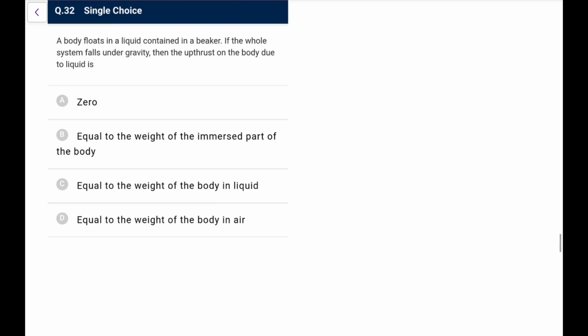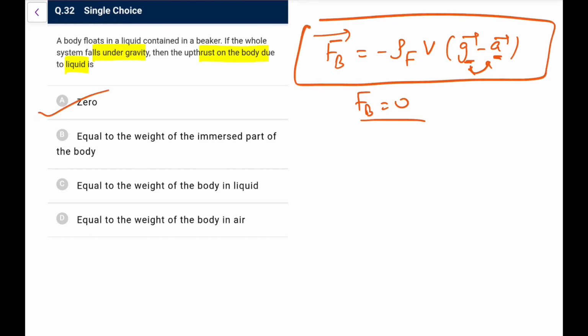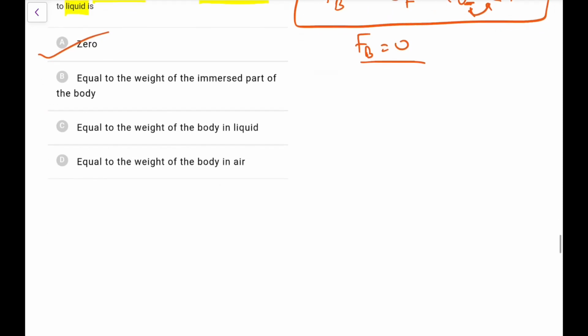Next. Body is floating in a liquid contained in a beaker. If the whole system falls under gravity, then the upthrust on the body due to the liquid is. So we did this question for the JEE Main test yesterday. In the accelerated frame it is minus rho f V (g minus a). So here a is equal to g. So this g minus a will become 0. So the buoyant force will become 0 in this particular case. So the answer would be A. Just remember, this is the buoyancy expression when the container itself is accelerated.